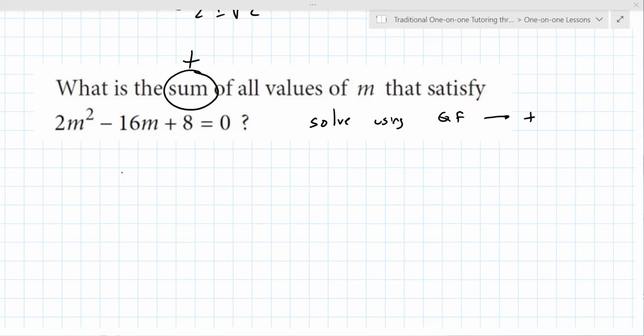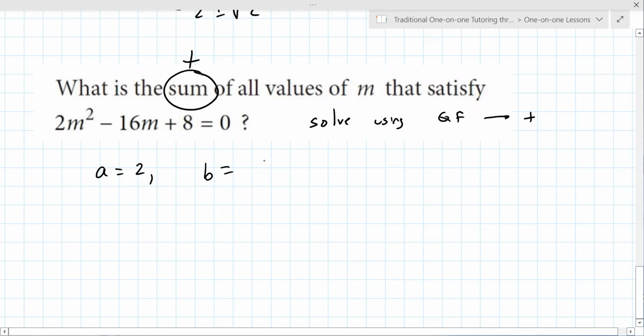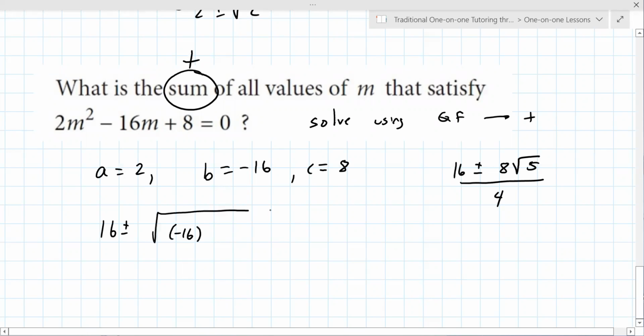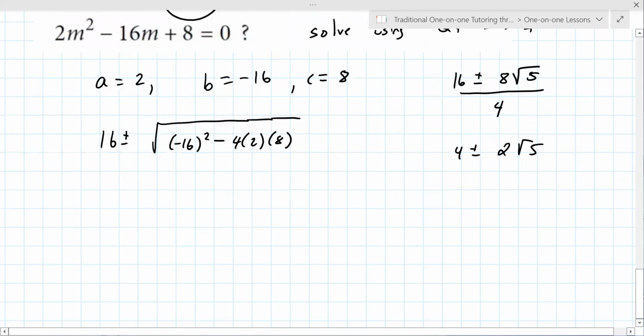How are you doing on this one? I got 16 plus minus 8 square root 5 over, and then 4? Yeah, and I haven't gotten to the dividing part. Okay, keep going. You're doing great. I'll just check here as we go. Okay, so I got 4 plus minus 2 square root 5. Okay, now we haven't talked about this yet. Let me just check your work here.